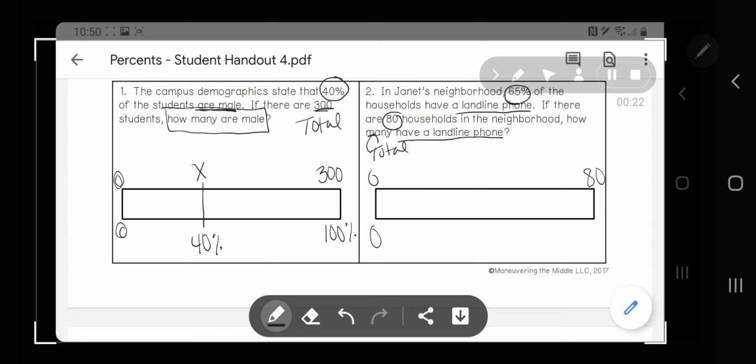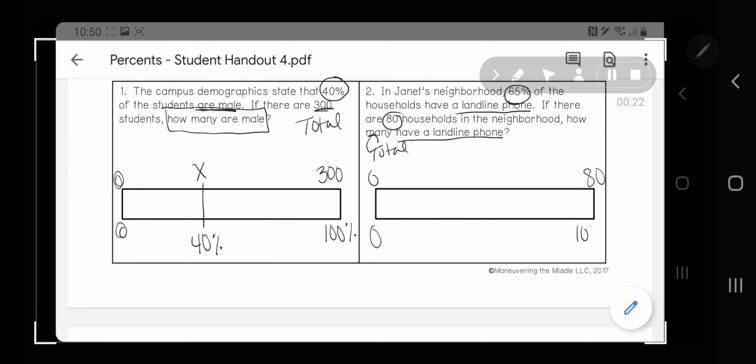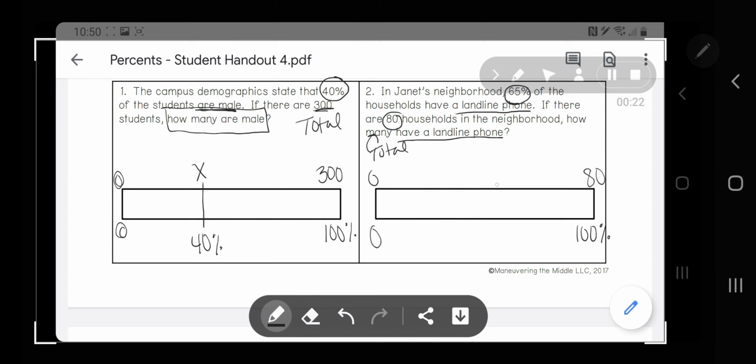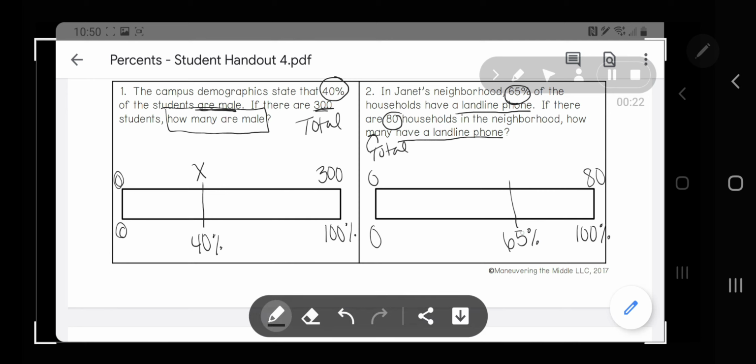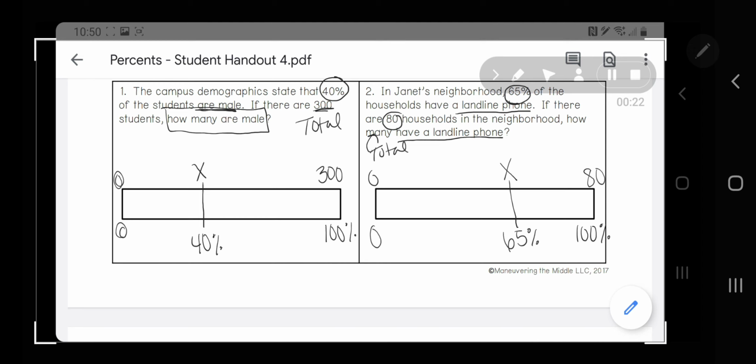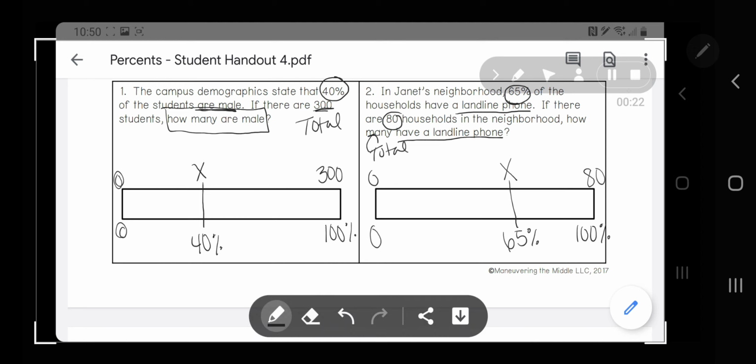And I'm looking for 65% of those. Okay, this is my 100%. Well, I know 50 is in the middle. So 65 may be about right here. And I don't know what number that is. I don't know what 65% of the 80 is. So I'm going to put an X to represent that, because I'm not sure. And that's all you have to do, is just to draw that model.